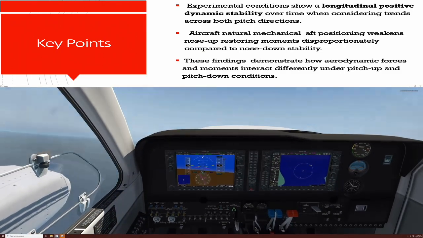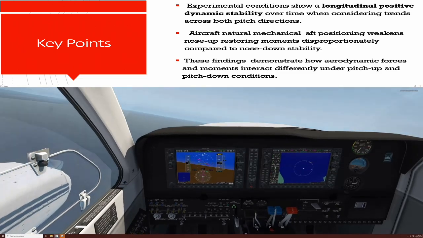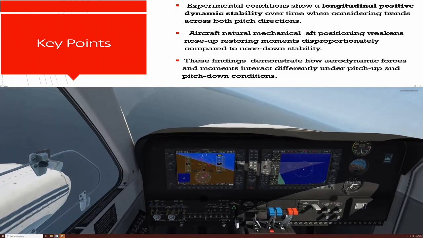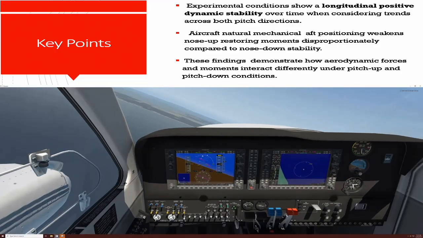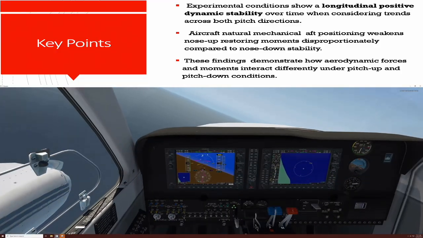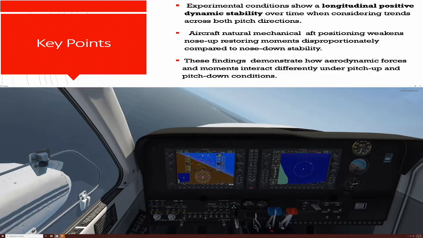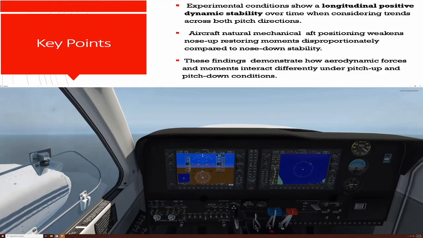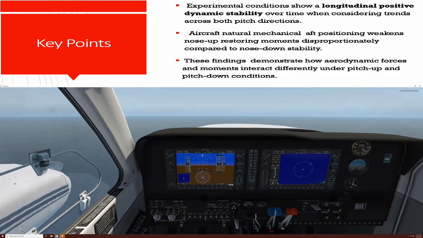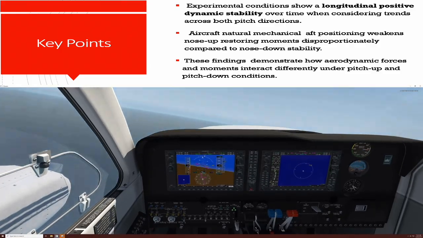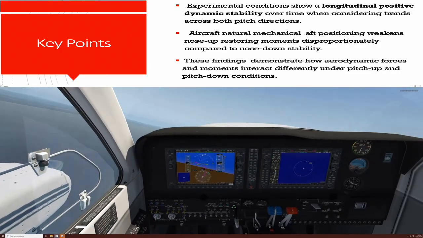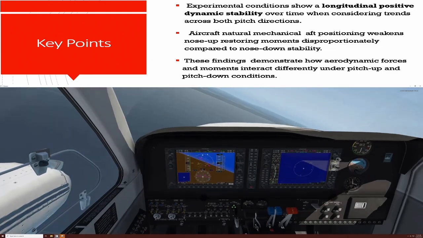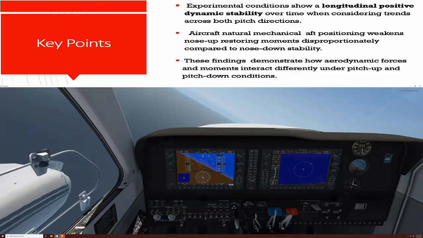Considering both pitch directions, a careful examination of the two tables exposes obvious longitudinal positive dynamic stability over time. But when compared to nose down stability, an aft center of gravity posture reduces nose up restoring forces disproportionately and increases workload for pilots tasked with maintaining trim conditions, hence stressing the relevance of center of gravity location. These results highlight the need for balanced center of gravity loading for safe operation during longitudinal disturbances and show how dynamic forces of movement interact differently in pitch up and pitch down settings, corresponding closely with our objectives.